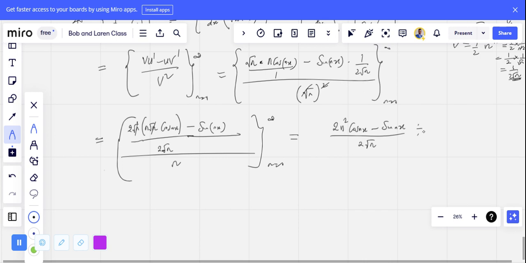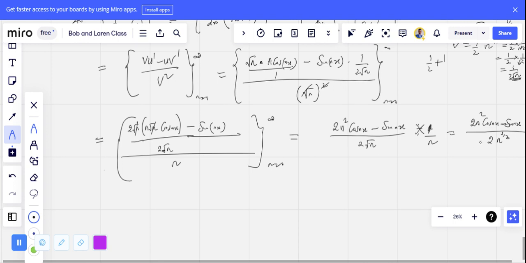2 root n is also divided by n, and that is times 1 over n. So if this multiplies this, I will have something of this nature: 2n squared cos nx minus sine nx, divided by, then root n times n, you know, when you have half plus 1, that should automatically equal 3 over 2. That's 2 n raised to the power of 3 over 2 if this multiplies this.